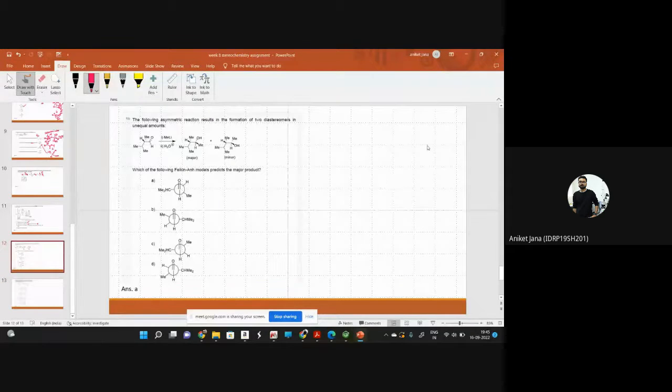Okay, here is another very interesting problem. This also we have to explain on the basis of the Felkin-Anh model. Here the product is already given. This is the major product and this is the minor product. If we go with the conformation of this carbon, among these two we have to check which can be the transition state of this starting material. So let's discuss, first starting with A.